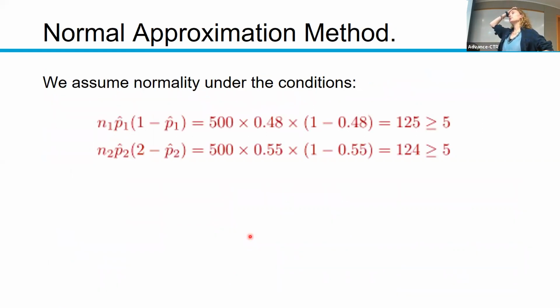Next, we were able to assume normality and say that our conclusions were reasonably valid under these conditions. I presented this rule, which is just the sample size of the first group times the sample proportion times 1 minus the sample proportion. As long as that was greater than or equal to 5, we can assume normality and conclude that our conclusions and inferences are reasonably valid. So for this example, they're both greater than 5, so we can move on to make inferences.